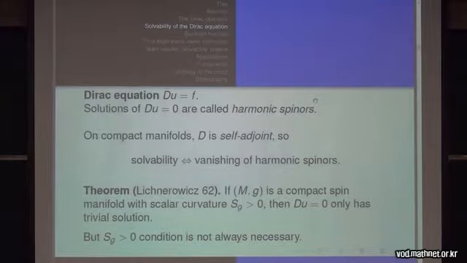So we can always solve Dirac on a compact spin manifold with positive scalar curvature. But this condition, I mean the curvature condition, is not always necessary. And we can see this from the following.